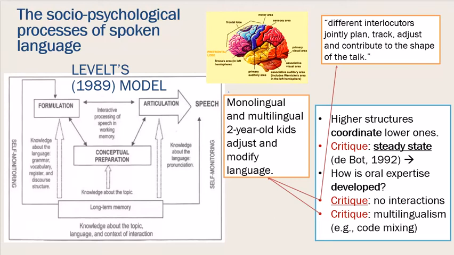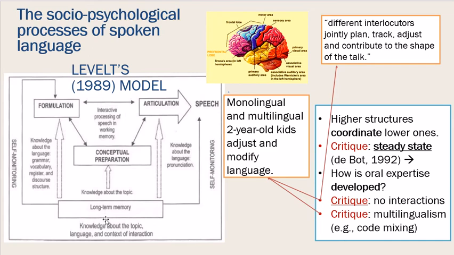So I continue with the socio-psychological processes of production of spoken language. What I'm presenting in this slide is Levelt's model, which was presented in 1989. It's relatively old if you compare it with some recent models of speaking, but I think it's still something that people often cite. So as you see in this representation of the model, there are quite a few components and processes.